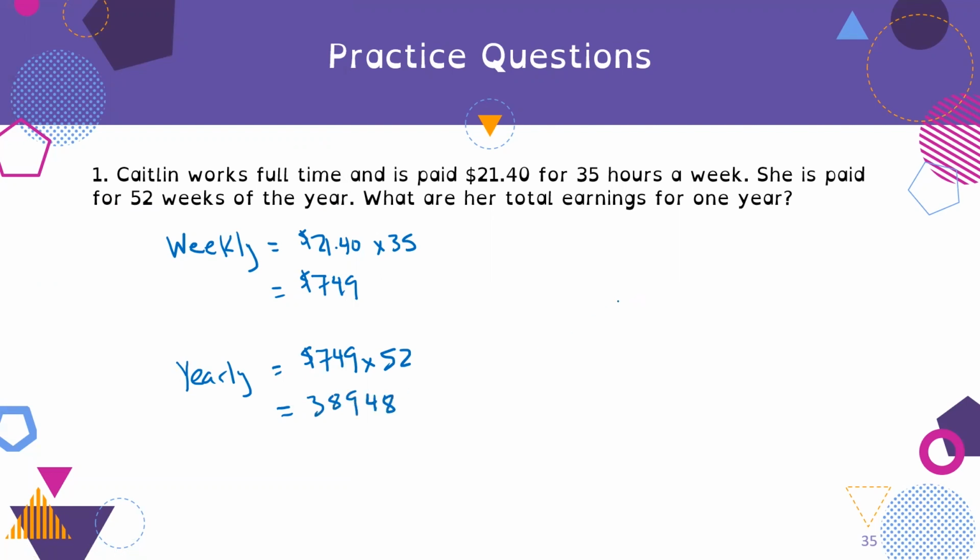38,948. So do we answer the question? What are her total earnings for 1 year? Yes, Caitlin earns $38,948 per year.